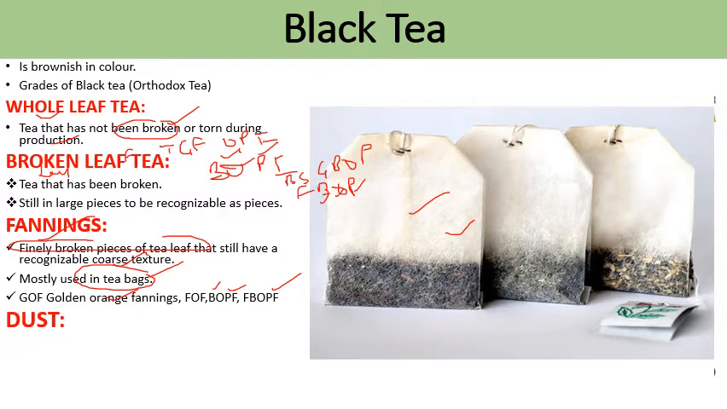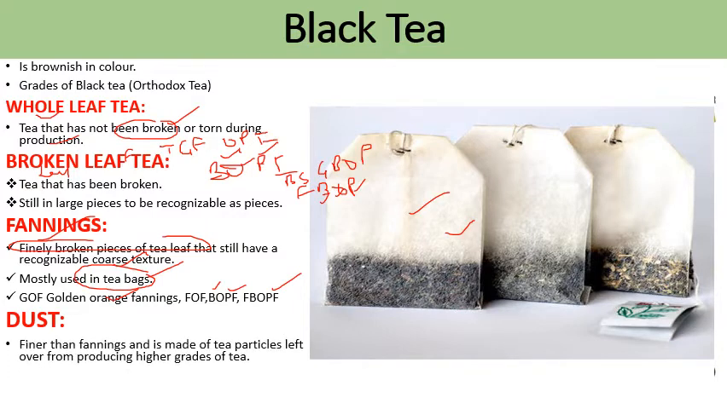Next we have dust. As the name indicates, it is much finer than fannings and is made up of tea particles left over from producing higher grades of tea. These are the finest particles of tea leaf. The residue left over from the types we studied above is known as tea dust. So it is finer than fannings and is made up of tea particles left over from producing high grades of tea.